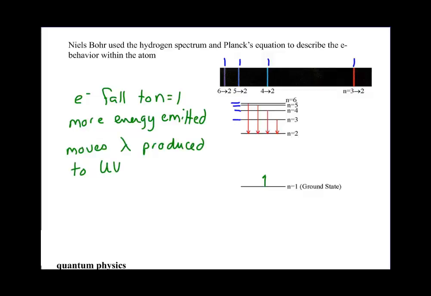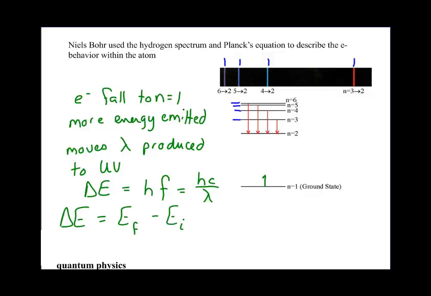So using Planck's equation, we can look at the energy involved in the electron transition from one energy level to another one. What we're looking at is the change in energy is what creates the frequency of light or the wavelength of light. So those are the equations we're going to look at. Each energy level, the electron possesses its own energy there. And so change in energy is equal to the energy at the final position minus energy at the initial position.